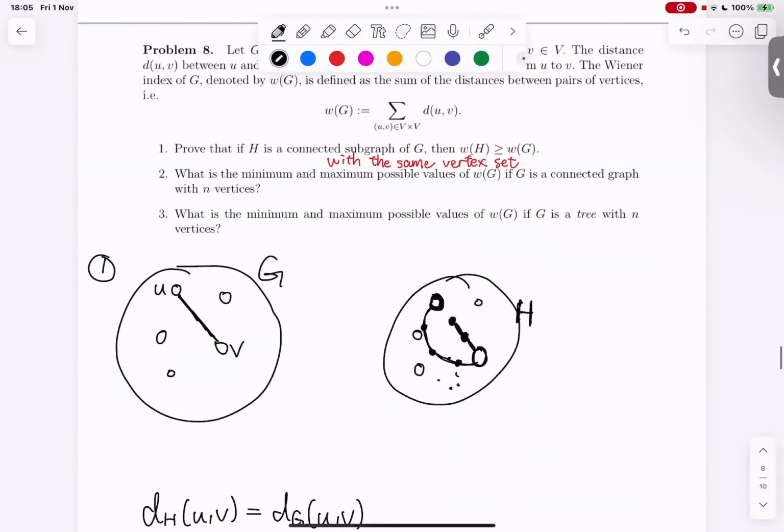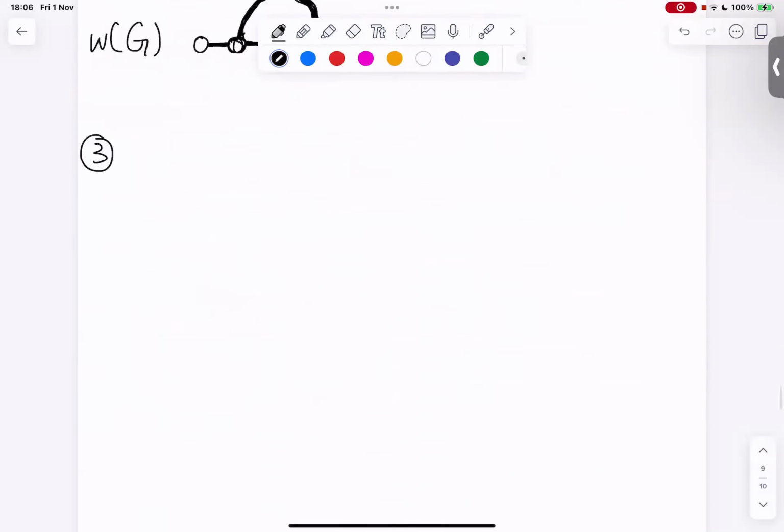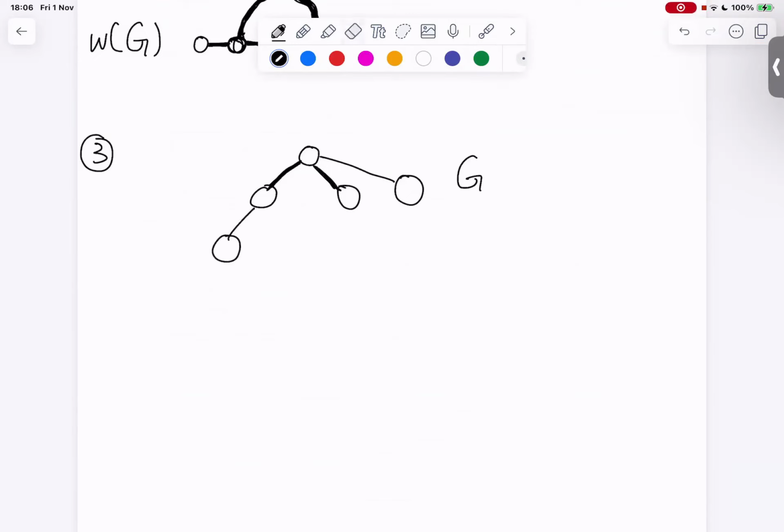For part 3, it asks the same question, but now we define G to be a tree. A tree has a root. I want to keep the winner index of this graph G to be minimum. Then I want the distance between every two vertices to be as small as possible, so I don't want to have another layer in this tree. I want to keep all my vertices only in this one layer, except for the root.